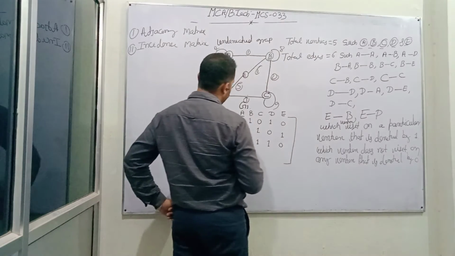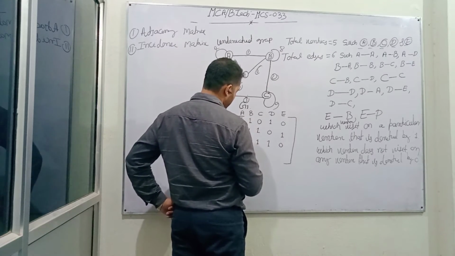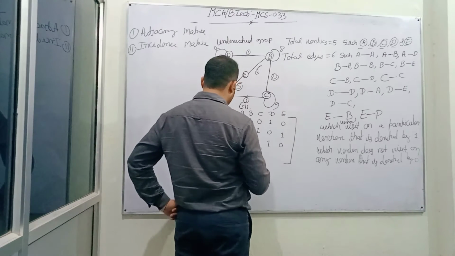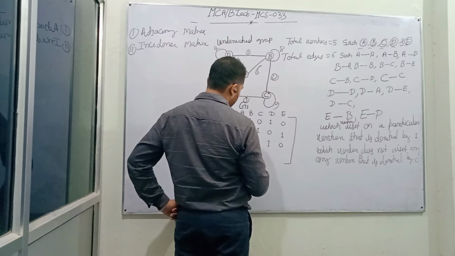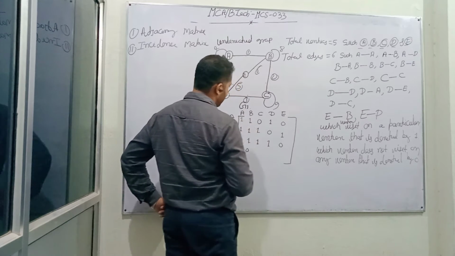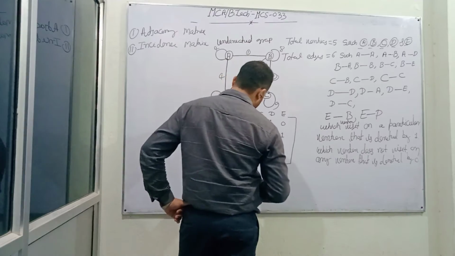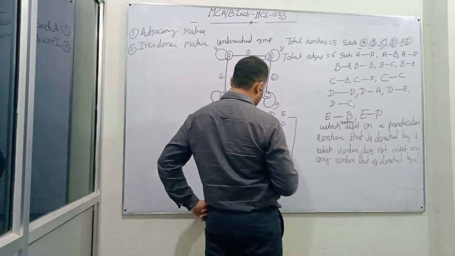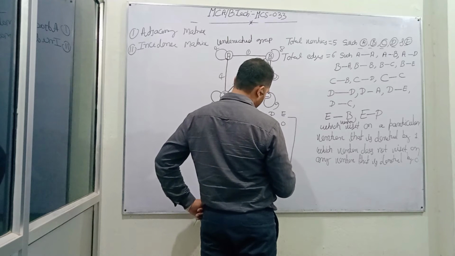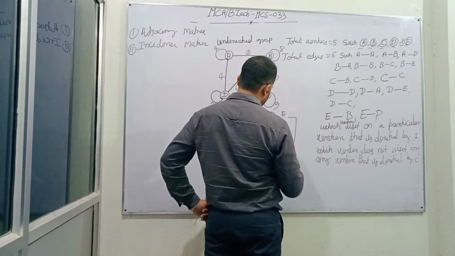Again we will check the next vertex. D to A, yes, that is visited, so we will denote it by 1. D to B, no, that is not visited, so here we will denote it by 0. D to C will be denoted by 1 because it is visited on vertex C. Next, D to D is an inner loop, so here we will write 1. Then D to E, yes, that is visited, so here we will write 1.